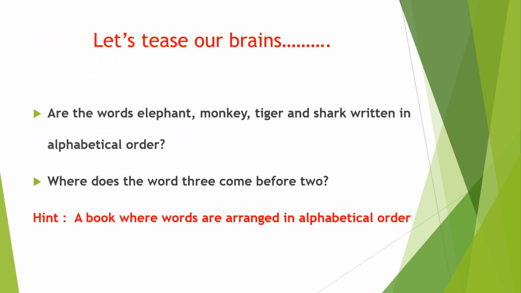Let's tease our brains. Dear students, there are two questions given on the screen which you need to answer on your own. The first question is, are the words elephant, monkey, tiger and shark written in alphabetical order? If you know the answer, clap your hands. If you don't know the answer, relax. The second question is, where does the word 3 come before 2? For this question, a hint is already given. It is a book where words are arranged in alphabetical order. I'm pretty sure that you'll be able to tell the name of this book as we have already discussed this book in the beginning.